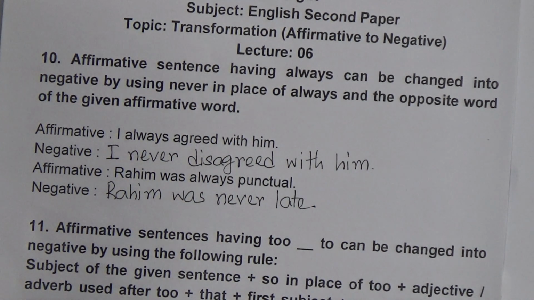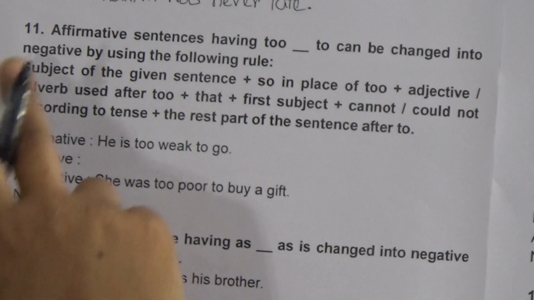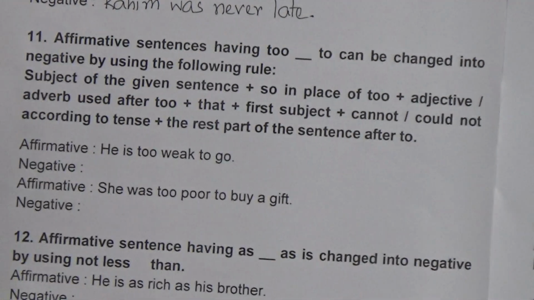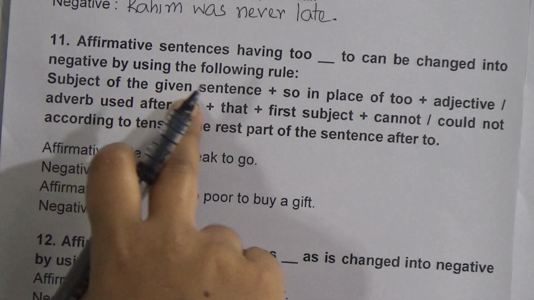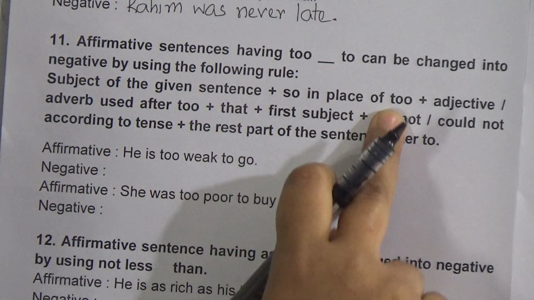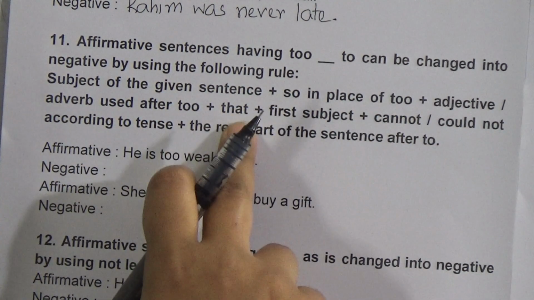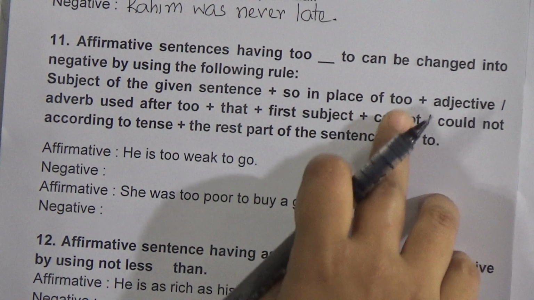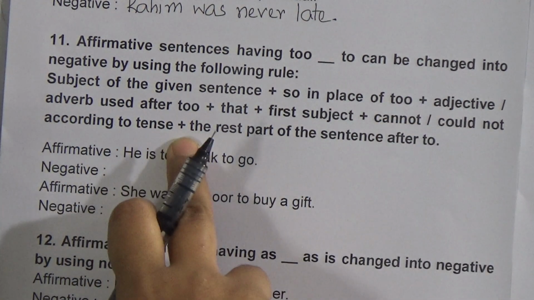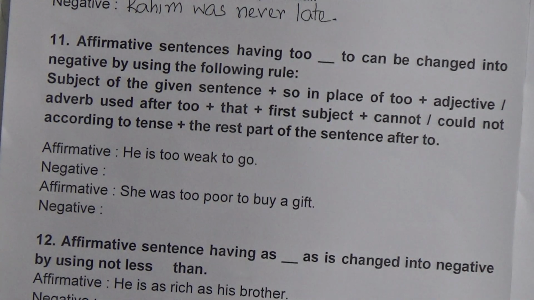Now we will go to our next rule, rule number 11. Affirmative sentences having too, the other two can be changed into negative by using the following rule. That means there will be an adjective. Subject of the given sentence plus so in place of too plus the adjective or adverb used after too, then we will write that, and after writing that we will write the first subject plus cannot or could not according to the tense and then the rest part of the sentence after to. Okay, let's do the example.